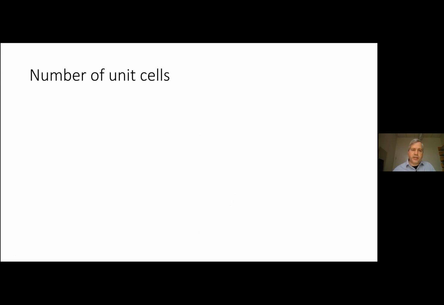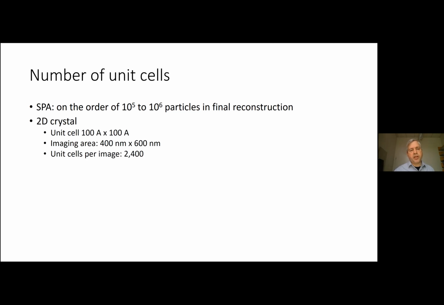Just as a comparison of different methods, say, the number of unit cells that you're working with when you're doing this averaging. With single particle reconstruction, the final maps that people deposit usually have on the order of 5 times 10 to the 5 to 10 to the 6 particles, I would say. For 2D crystals, actually even 10 to the 4 to 10 to the 6, when I think about it.